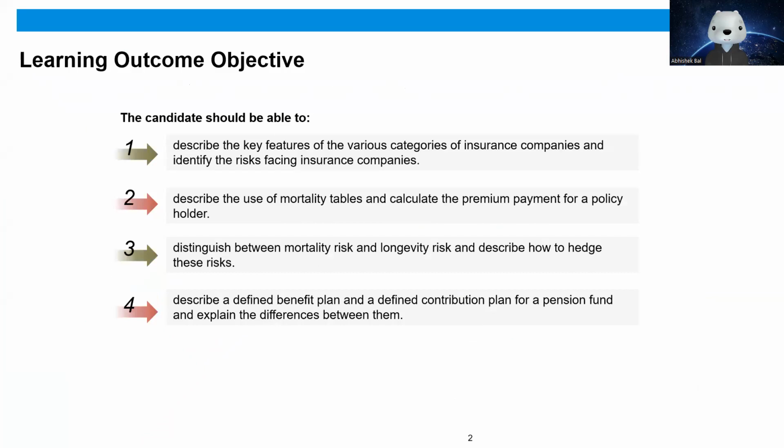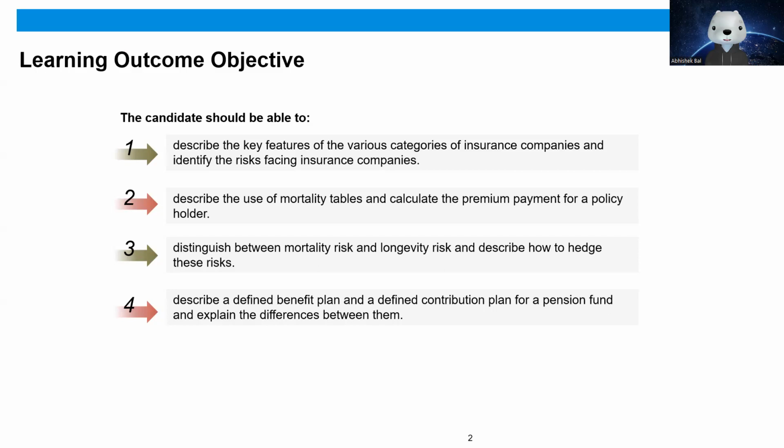Following are the learning outcome objectives. To describe the key features of the various categories of insurance companies and identify the risks facing those insurance companies. Describe the use of mortality tables and calculate the premium payment for a policyholder. Distinguish between mortality risk and longevity risk and describe how to hedge these risks on the insurance company's balance sheet.